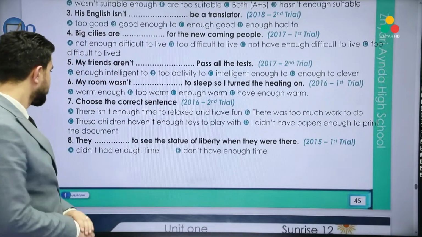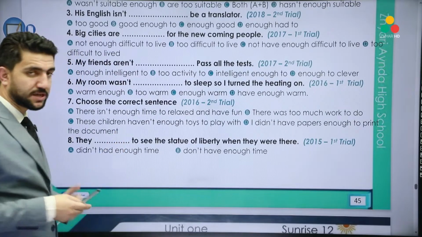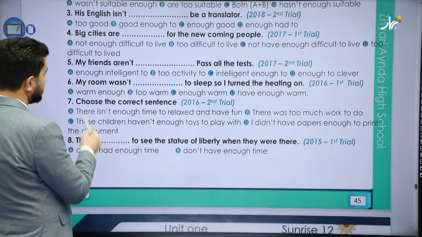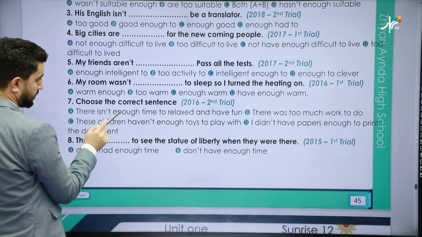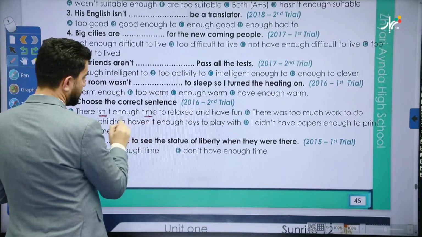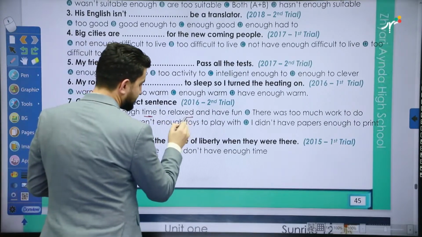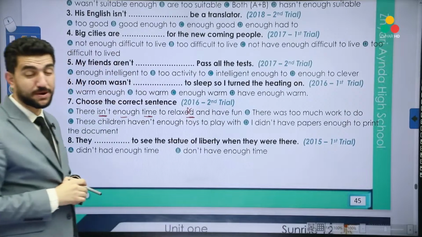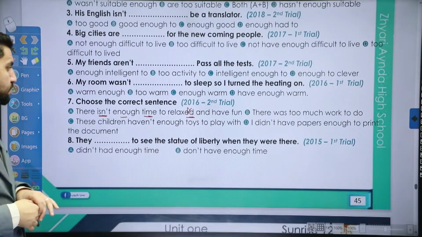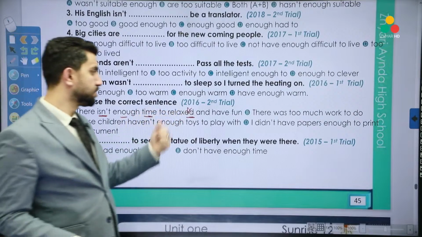Look at here, everyone. Be with me. This one is kind of confusing. There isn't enough, it's correct. So because we have verb be, enough comes before, right? Enough time is correct. Noun, this is correct. To relax, this is a problem. We said to plus base. To plus enough to base. So this one is a problem.